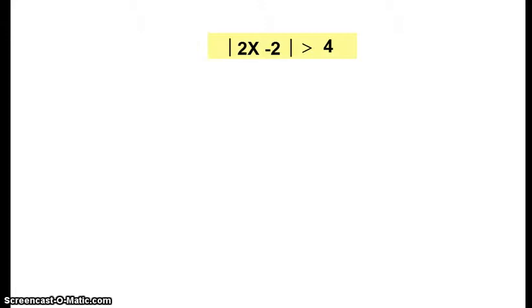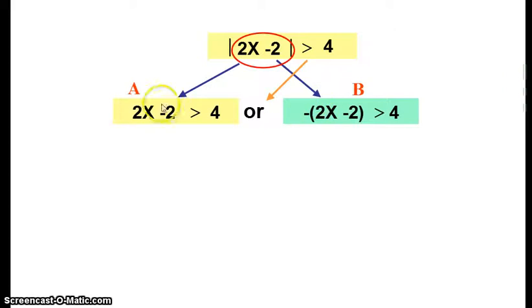Here's another example. Okay, so we have the absolute value of 2x minus 2 greater than 4. Let's see our two cases. So here we kept our expression and our number right here. So here's our positive case, here's our negative case, here's our expression and our number, but here we're going to do the opposite of it.